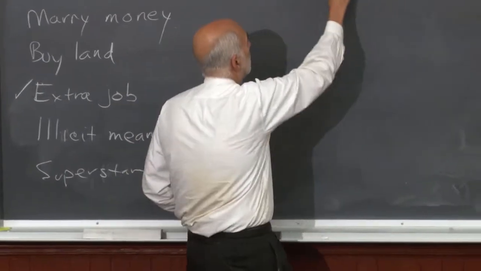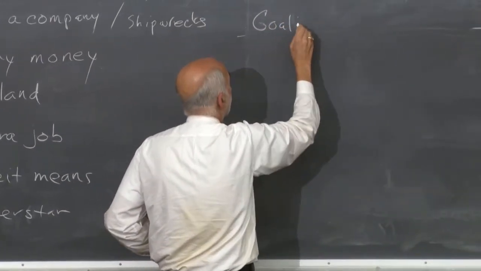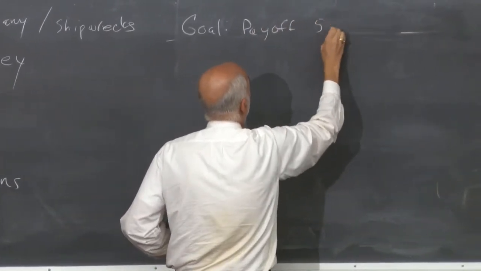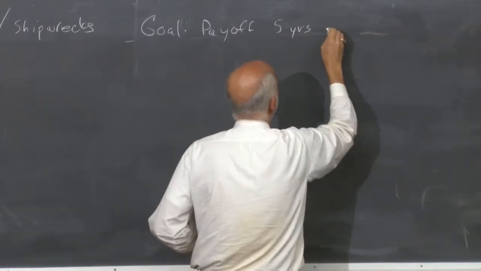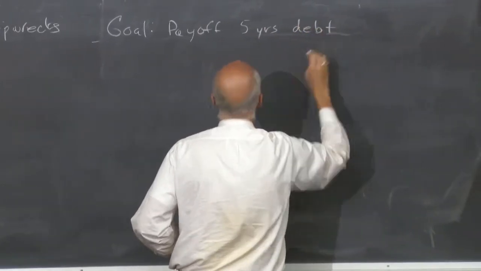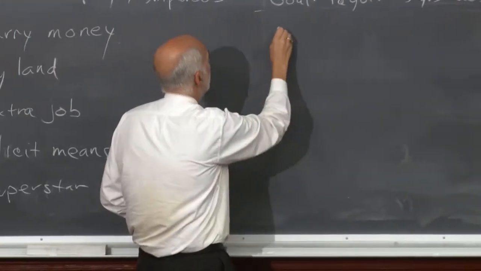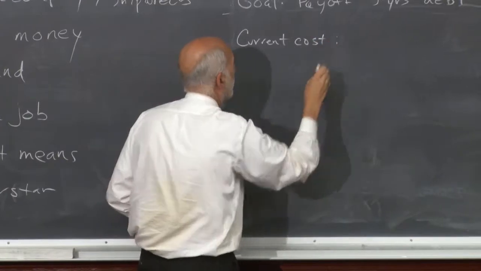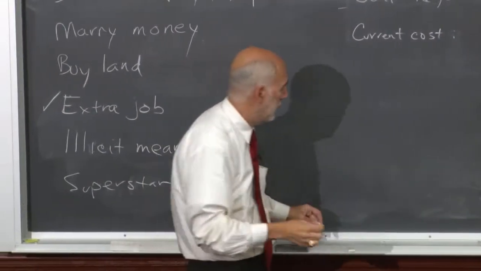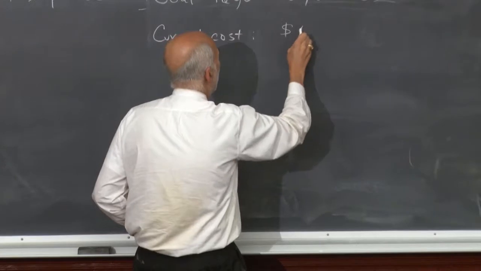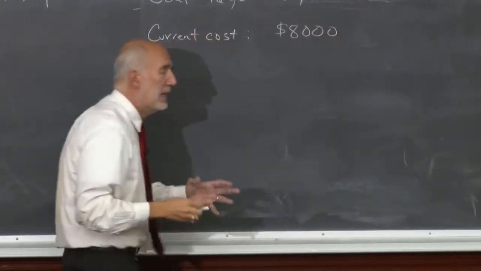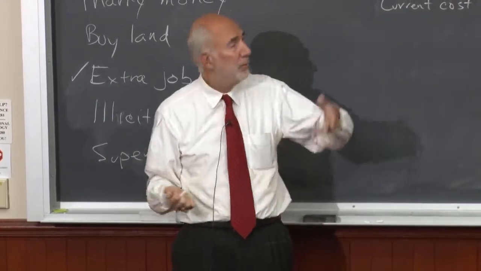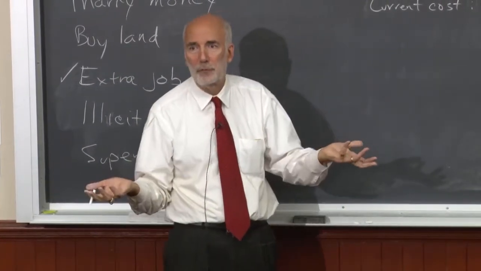Okay, so the goal: pay off 5 years of debt. The current cost is $8,000, okay? And for yours, because interest is added on all the time to this thing, we can pick a slightly higher number for the future cost.